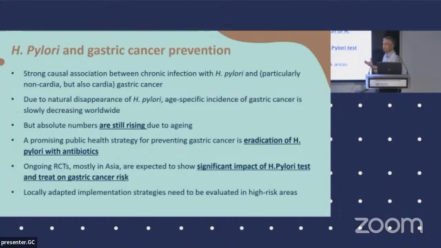So there is still a huge amount of prevention work to be done, and the most promising public health strategy for preventing gastric cancer is eradication of Helicobacter pylori with antibiotics. Ongoing trials, mostly in Asia, are expected to show significant impact of Helicobacter pylori testing and treatment on reducing gastric cancer risk. And so now we're really in a phase where locally adapted implementation strategies need to be evaluated, particularly in those high-risk areas for gastric cancer, for Helicobacter pylori test and treat.